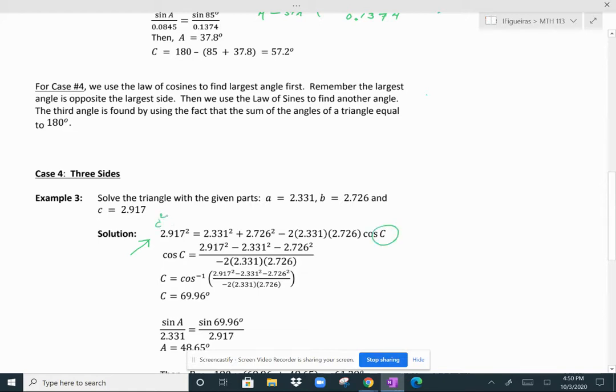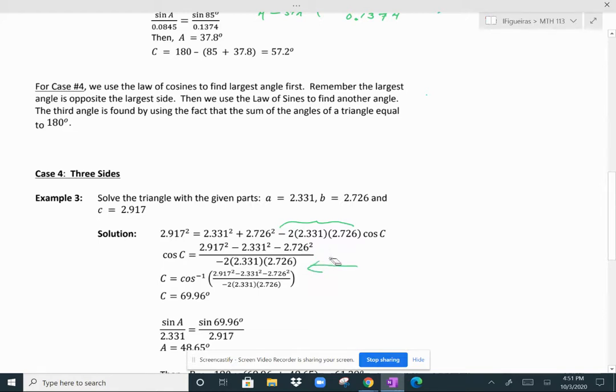Remember, this here is the C squared. So they have to correspond, where your side is on the left side of the equation and the cosine of that opposite angle is there. So there's a little bit more algebra in this type of problem where you're solving for angle C. So first you subtract both of these over along with the 2.917 squared, which is what you see here. And then you want to divide by these three numbers to get the cosine of C alone. So that's why it's in the denominator.